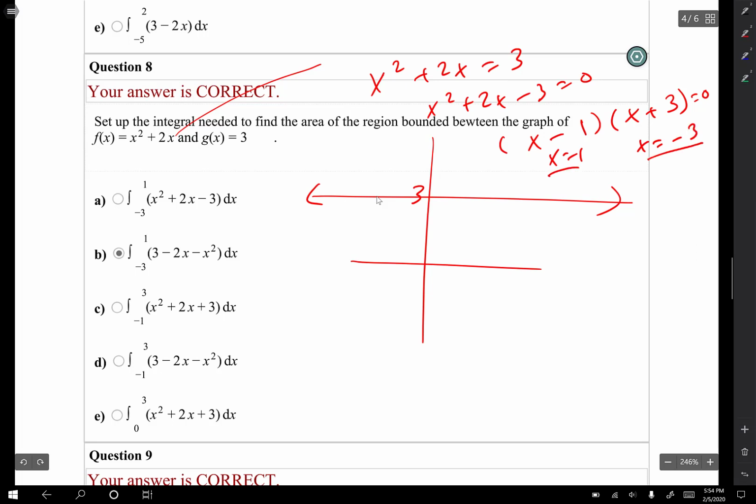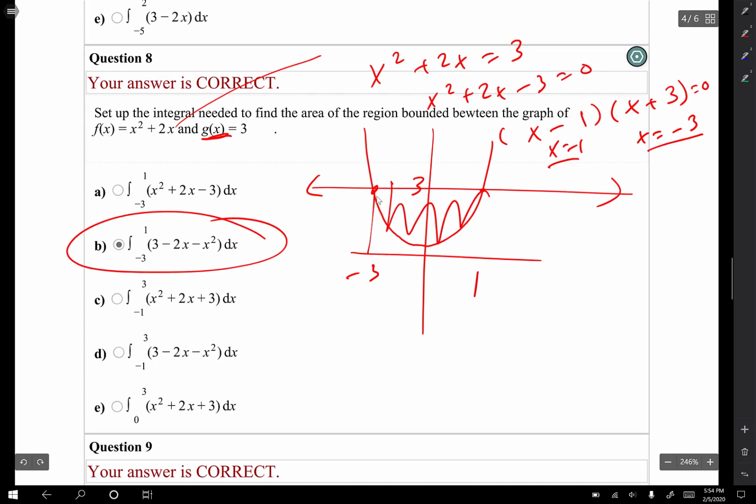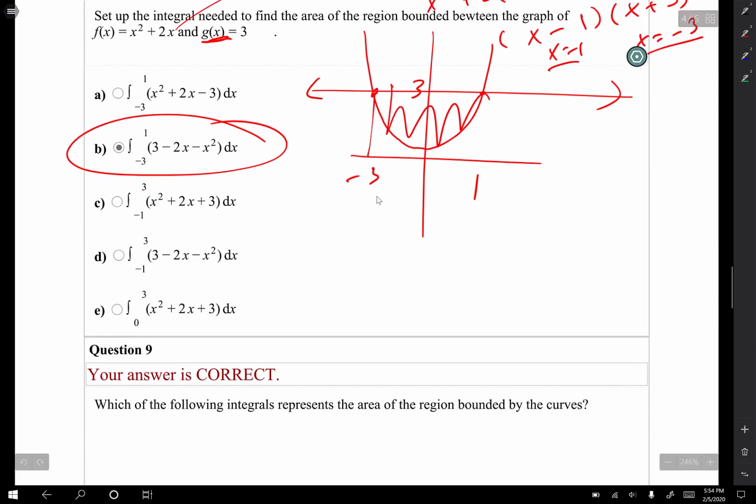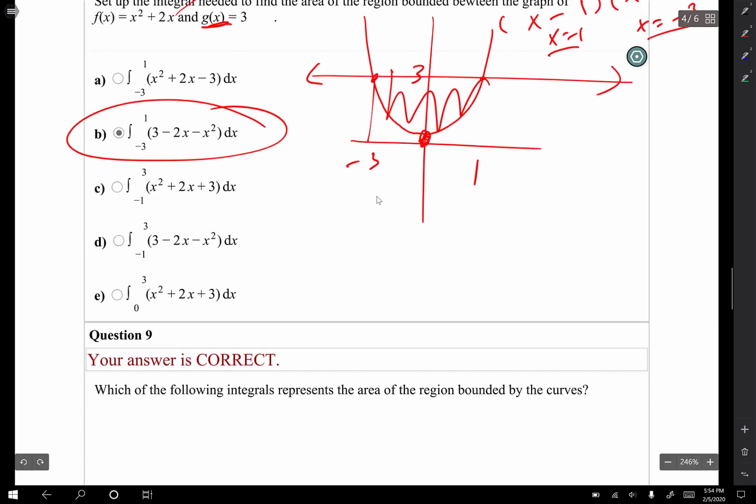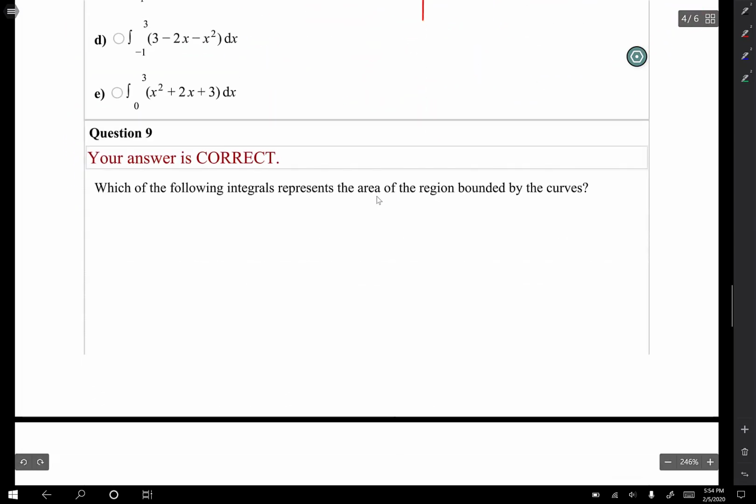And the graph that is on top is g of x, because it's going to look something like this. So at this point it's going to be negative 3, and then at this point it's going to be 1. So cool. Should go through there.